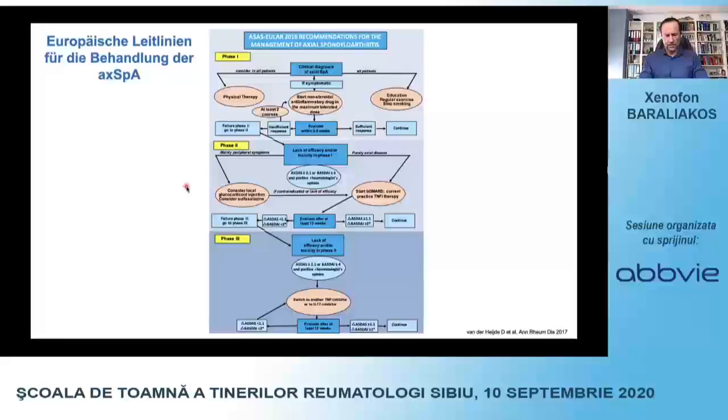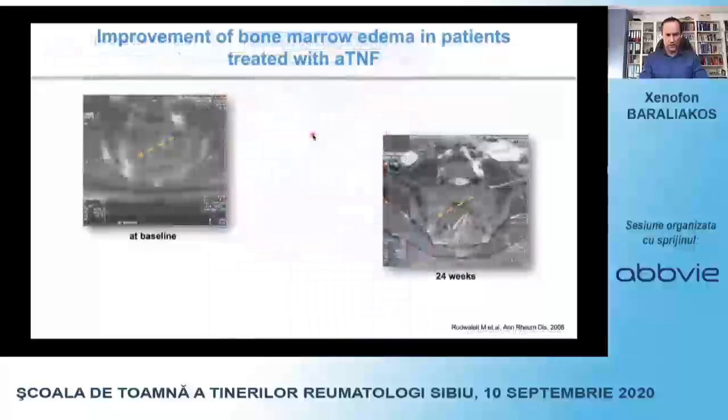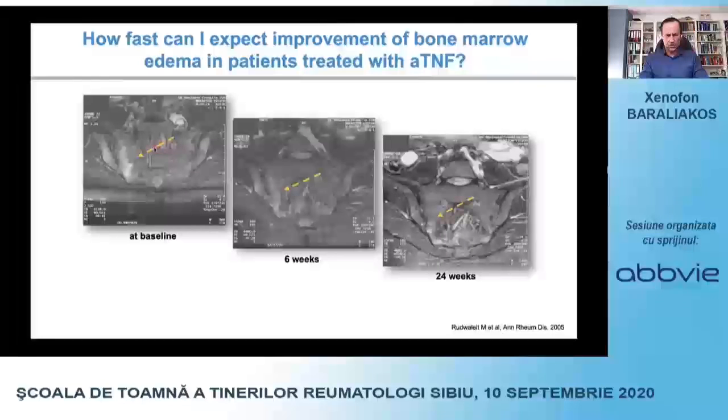One last thing: we have the recommendations for spondyloarthritis, that's in German, I'm sorry about that. We look for MRI lesions. We know that the MRI lesions really disappear, but they disappear slower than the clinical symptoms. This means we need 6 months to do so.